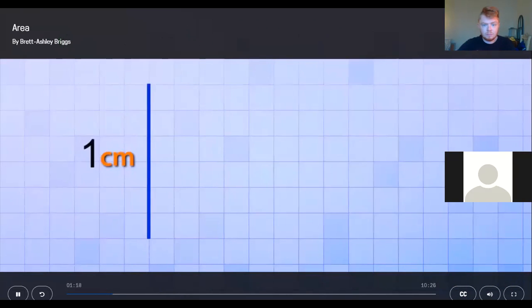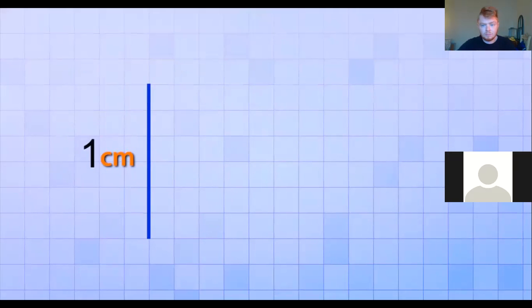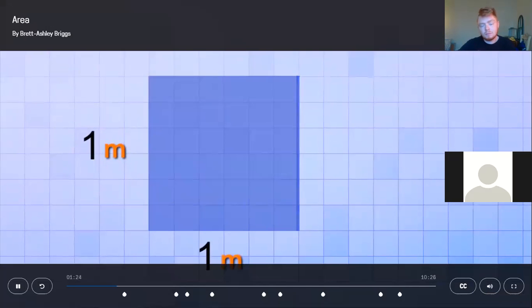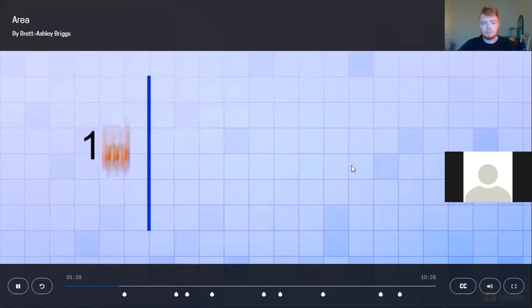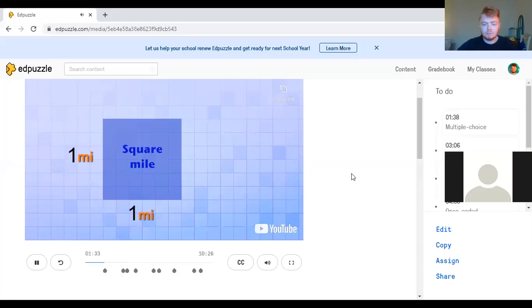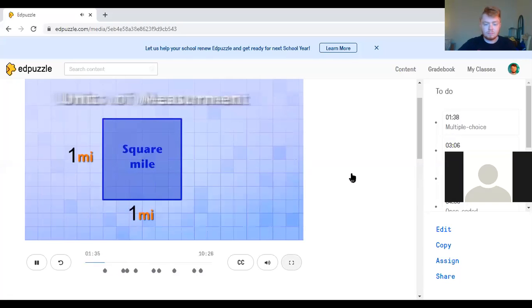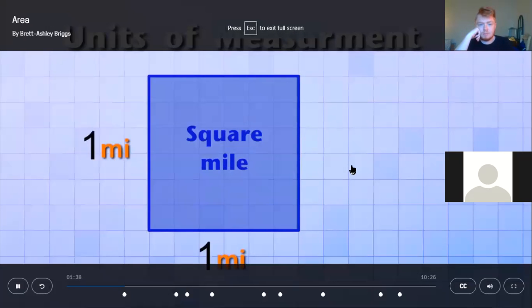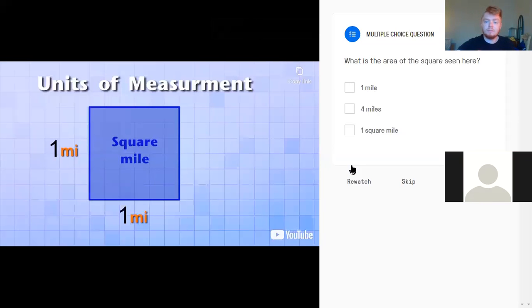For example, instead of a centimeter, what if our line had been a meter long? And what if we had moved it 1 meter? The area we'd have gotten would be 1 square meter. Or what if our line was a mile long and we moved it a mile? We'd have a square mile of area. So just like with perimeter, the units of measurement are very important when we're talking. Oh, first question. All right, guys, let's do it. What is the area of the square seen here?